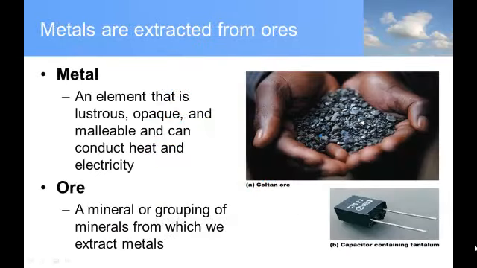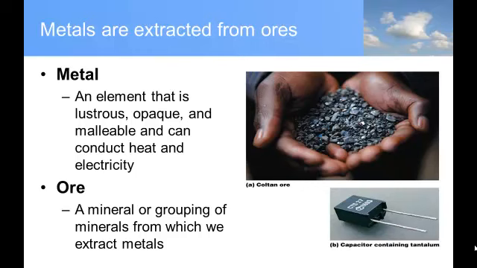One mineral resource that we use a lot of is a metal. And a metal is any element that has a lustrous surface. In other words, it's shiny if you polish it. It is opaque, which means you can't see through it. And it's malleable, which means you can change its shape by hammering it. And it's often a good conductor of heat and electricity.